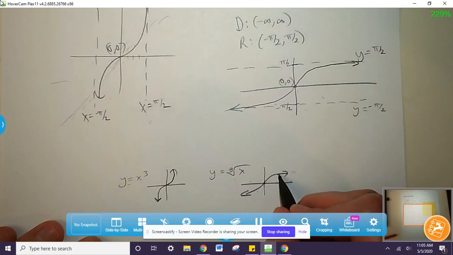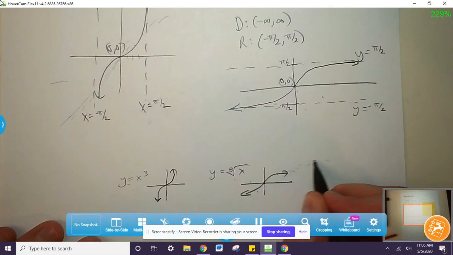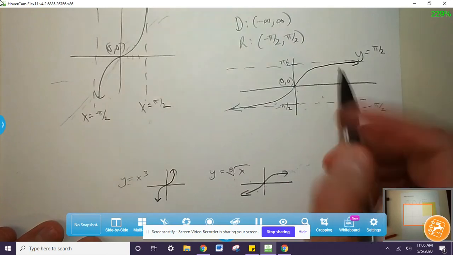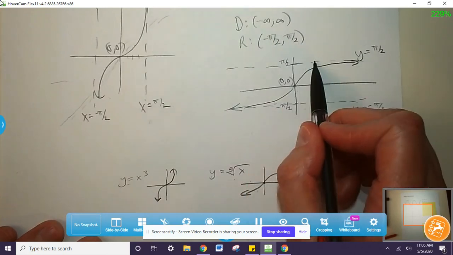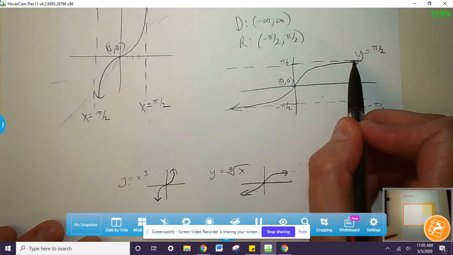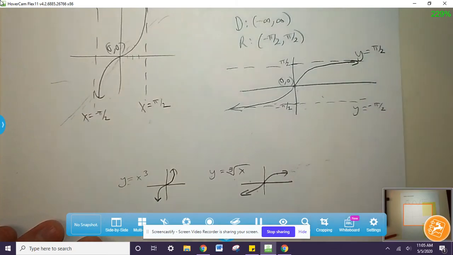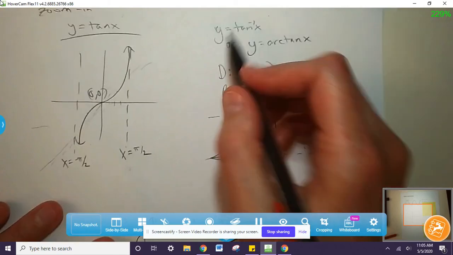A big difference between these two graphs is that cube root is not bound by asymptotes. This will go up forever, unbounded. It goes up very slowly, but it's going to go up as high as it wants forever. Whereas arctangent is bound by this asymptote on top. It'll never reach y equals pi over 2 and certainly never exceed it. And this is your graph of arctangent.